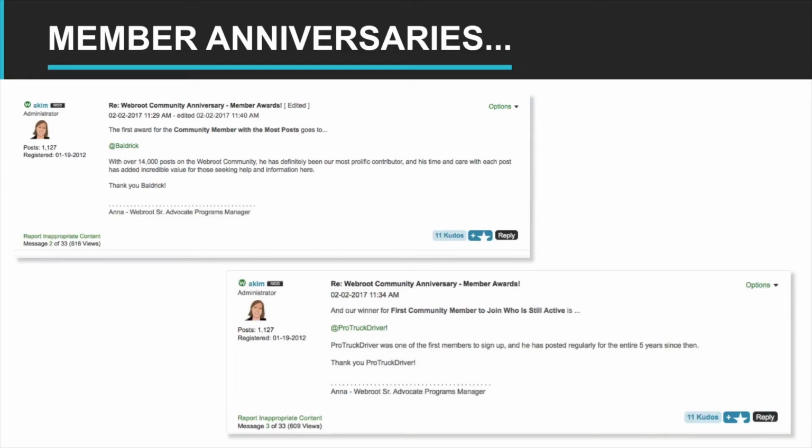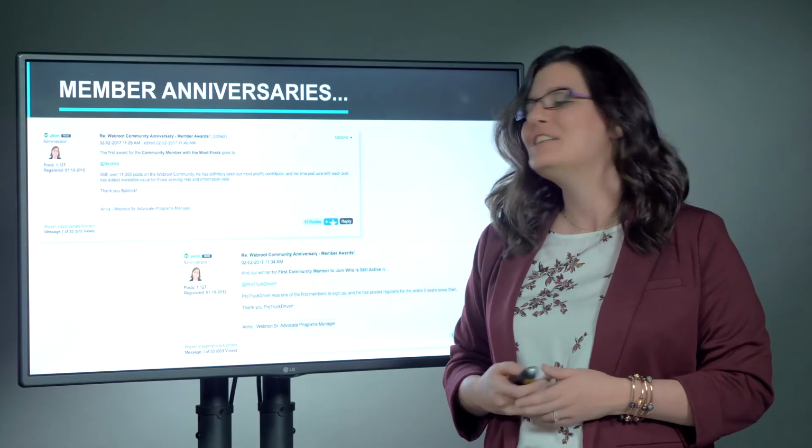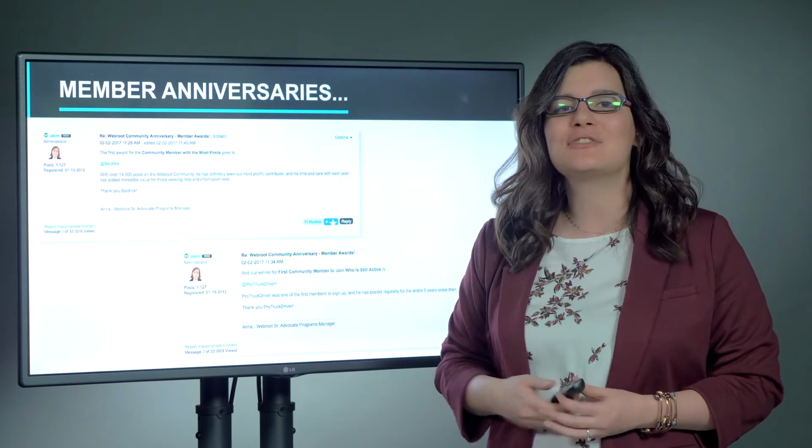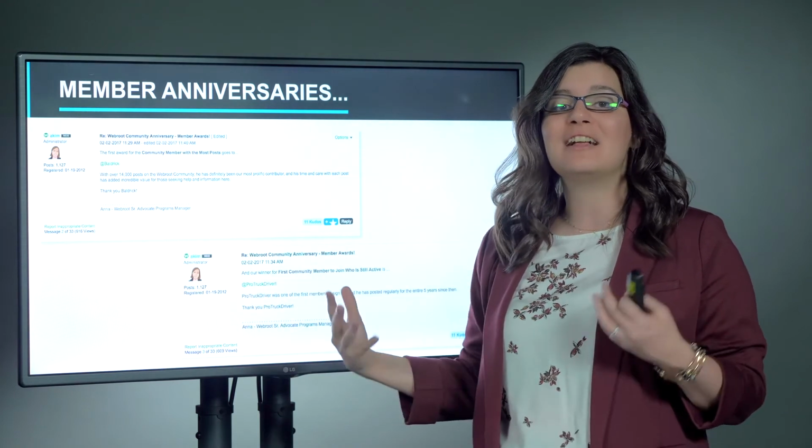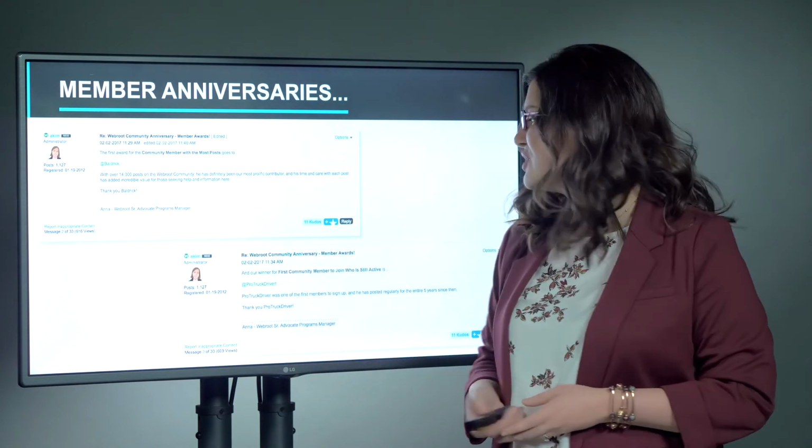The first award for the community member with the most posts goes to someone named Baldrick. And then she gave a little more context. With over 14,000 posts in the community, he has definitely been our most prolific contributor, and his time and care with each post has added incredible value for those seeking help and information. So this community has a history. This member has contributed a lot to the conversation.